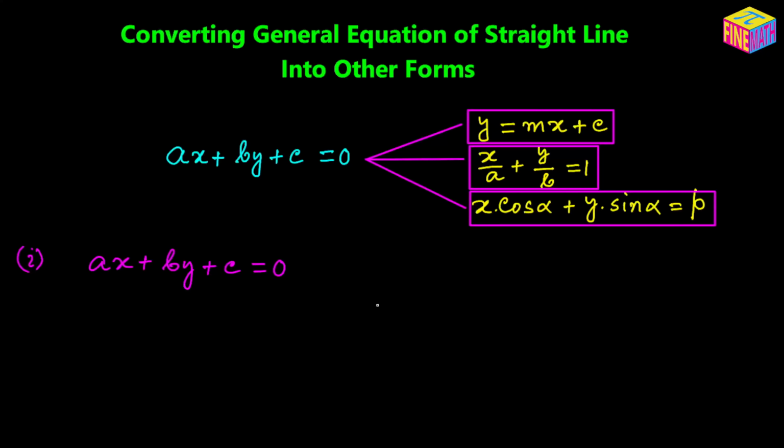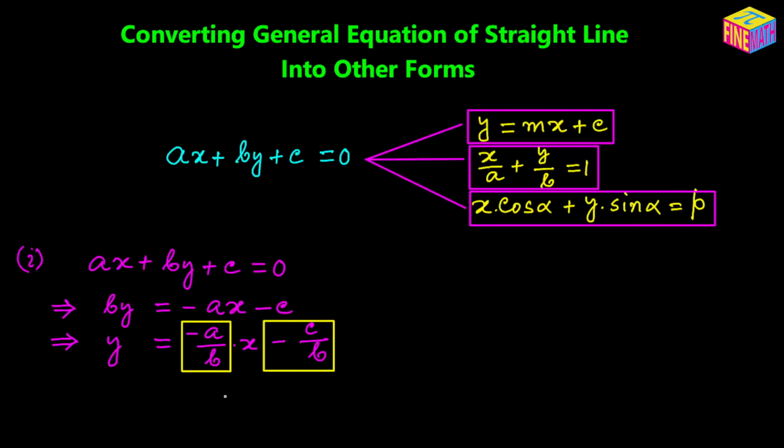So how can we isolate y? Well, from here we can write it like this. We can say by, or b times y, is equal to negative ax minus c. And now if we divide both sides of the equation by b, assuming that b is not 0, then we get y = (−a/b)x − c/b.